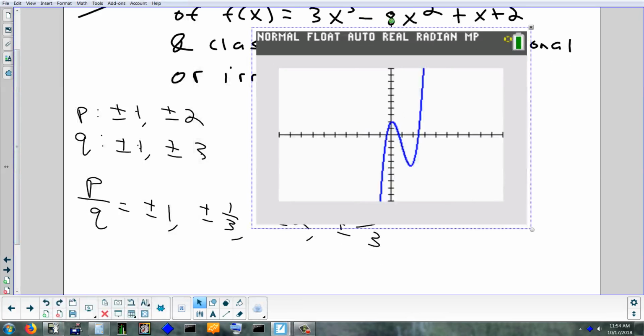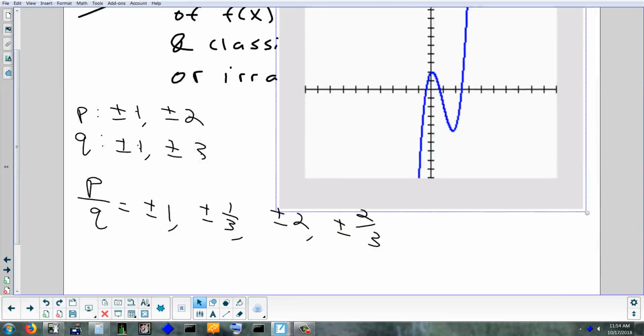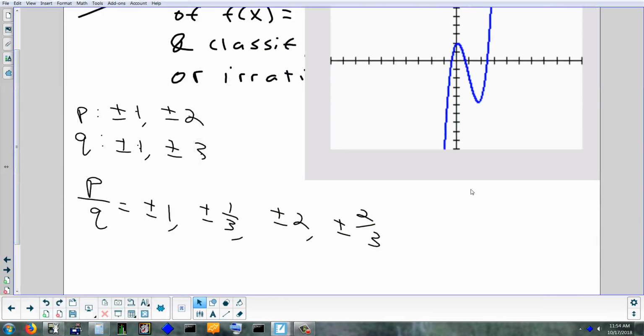Which ones look reasonable? Negative 1 over 3. I would say negative 1 over 3, probably not the positive. So it could be negative 1 over 3. What else? Positive 2 over 3. Yeah, I'd say positive 2 over 3, probably not the negative though. Plus 2? No. Minus 2? No. Plus 1? Not really. Minus 1? No. So hopefully negative 1/3 or positive 2/3 works.